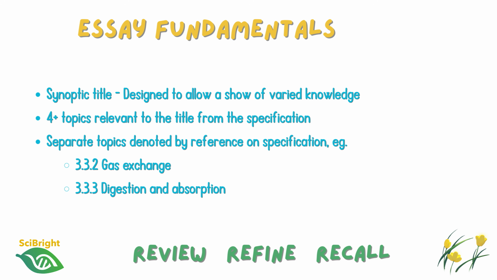To even potentially access above 15 marks, you need to pick 4 areas of the specification relevant to the title. We'll discuss in more depth how to plan your essay in another video, but you do need to know how to make sure the 4 separate topics are different areas of the specification. We can clearly see these 2 topics are different areas of the specification by their reference number. So you can't write about 3 different species' gas exchange systems for 3 of your paragraphs because they are the same part of the specification as denoted by their reference number.